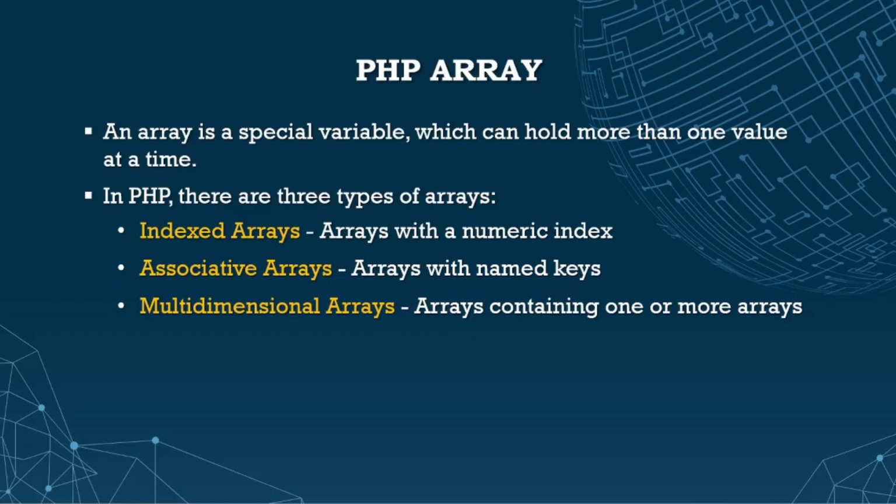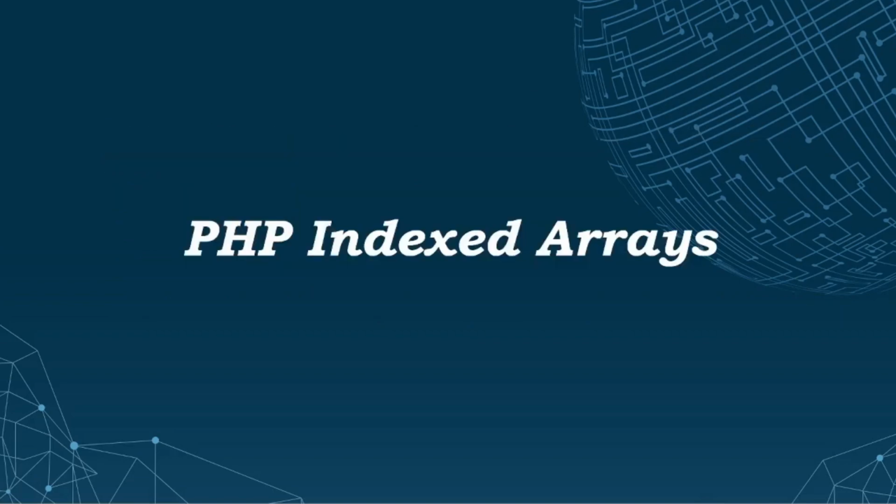So ito yung kanina na ginamit natin. Then second is associative arrays. Arrays with a named keys. And the last one is the multidimensional arrays. Arrays containing one or more arrays. Let's start with the PHP index arrays.